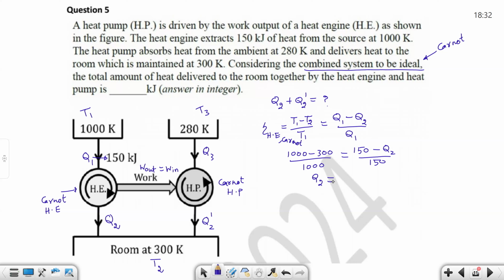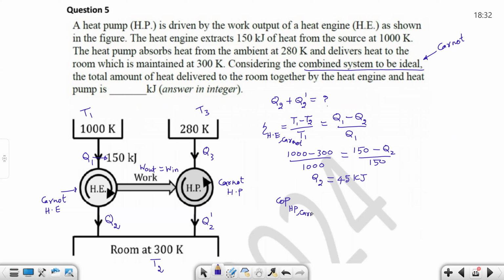So my 45 kilojoule is the heat released by the heat engine to the room. Now come to the heat pump. Here we write the COP of the heat pump. For a cycle it is efficiency, for a heat pump it is COP.